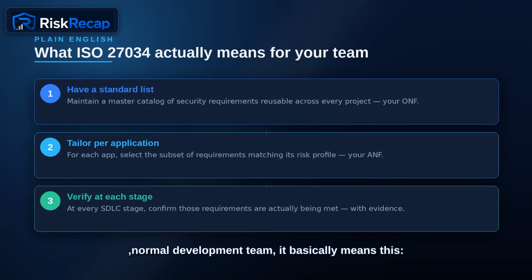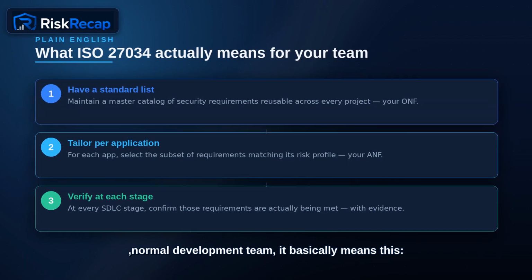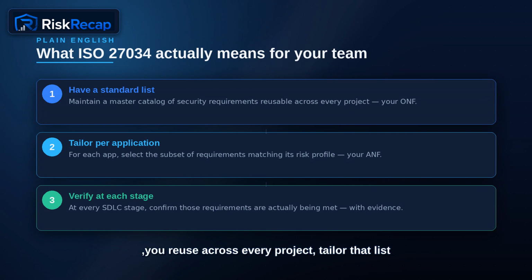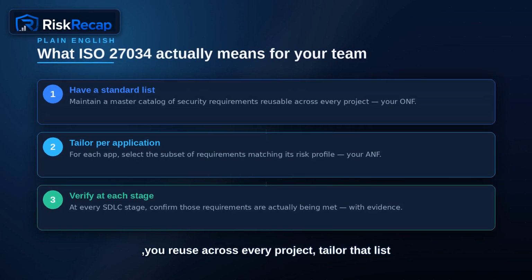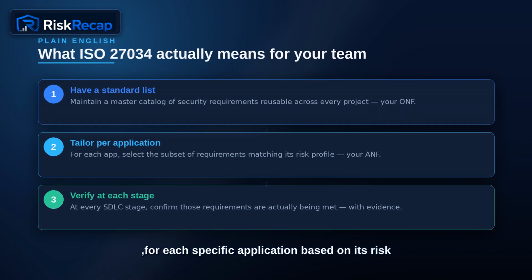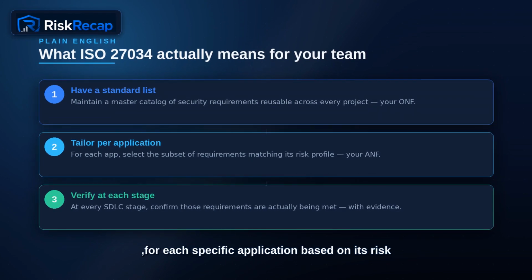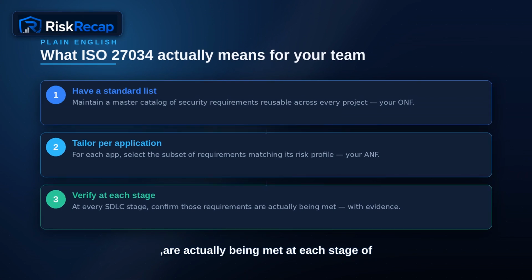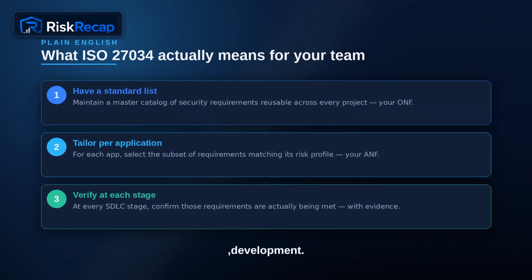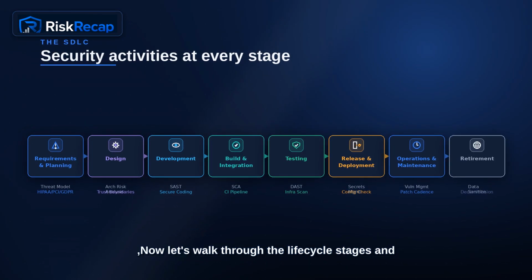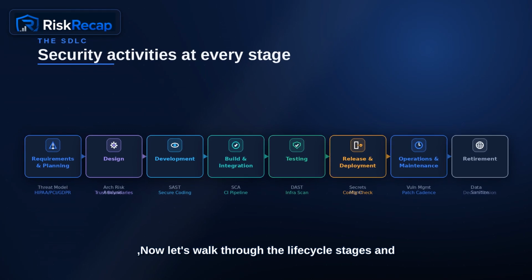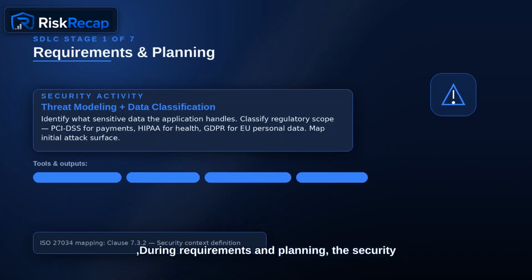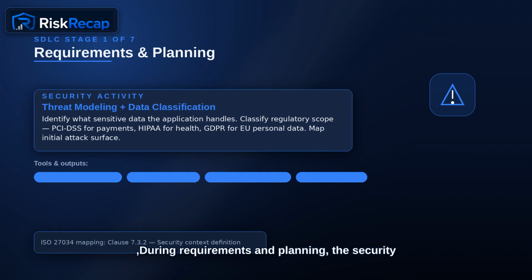If we translate that into plain English for a normal development team, it basically means this: have a standard list of security requirements that you reuse across every project. Tailor that list for each specific application based on its risk profile, and then verify that those requirements are actually being met at each stage of development. Now let's walk through the life cycle stages and what security activity belongs at each one.